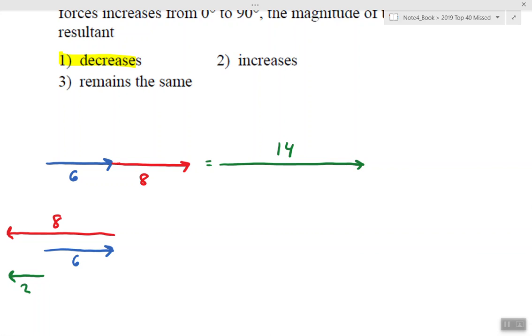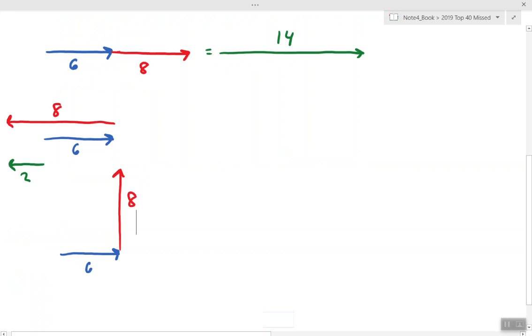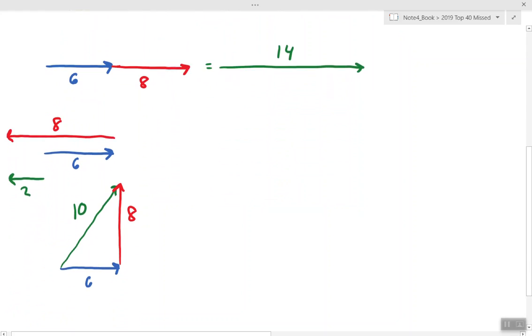So the biggest magnitude you get is when the angle between them is 0 degrees. That's just adding them. The smallest is when they're in the opposite direction, 180 degrees. Then you just subtract them. Everywhere else is somewhere in between. So what do you think it would be for 6 plus 8 at 90 degrees? It's going to be smaller than 14, bigger than 2. How would you get the answer? Well, 90 degrees is nice because that's a right triangle. So you can just use the Pythagorean theorem. You may recognize the 3, 4, 5 triangle. That's going to make this 10. And obviously 10 is smaller than 14, so that's why our answer is number 1, decreases.